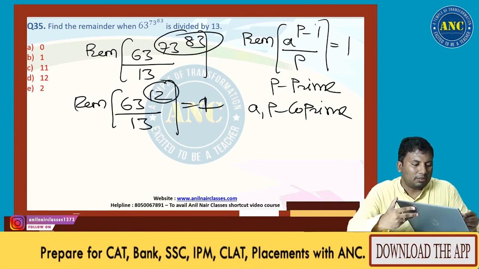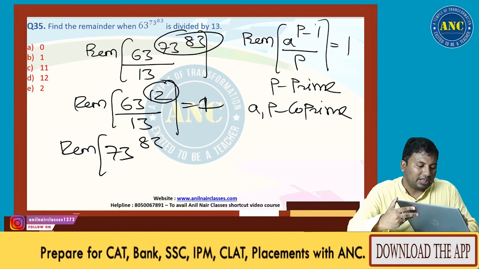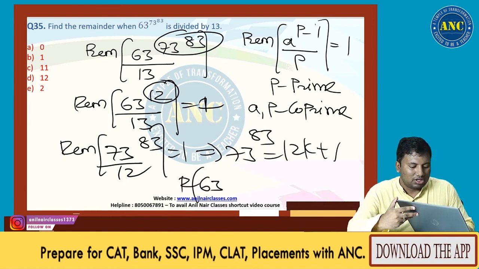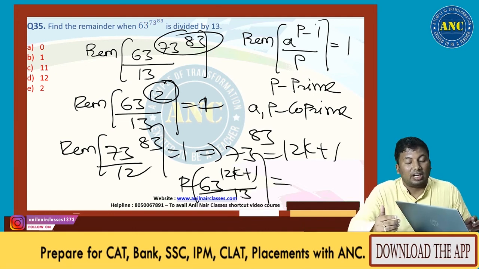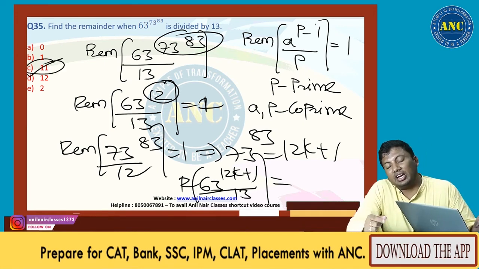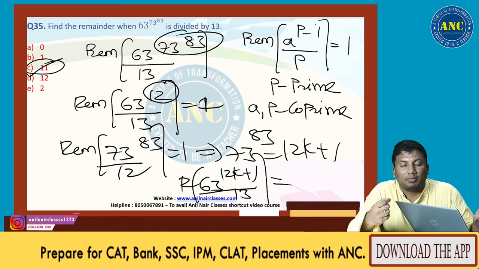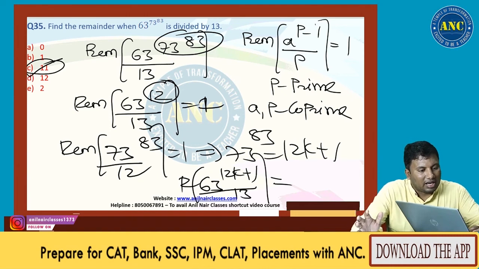Divide the power with the number which resulted in 1. 73 power 83 divided by 12, the remainder is 1. So 73 power 83 is 12k plus 1. So the remainder of 63 power 12k plus 1 divided by 13: 13 4s are 52, the remainder is 11. Good question. We discussed a question where the denominator is a composite number, and now we are discussing a question where the denominator is a prime number. 11. I hope it is clear.